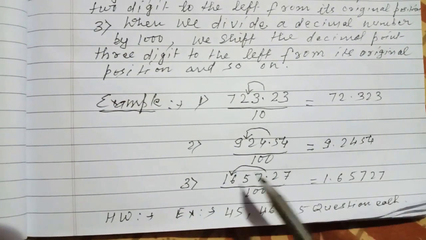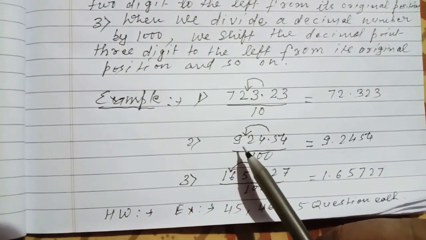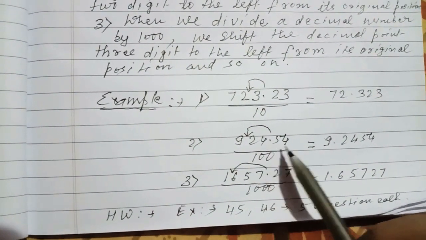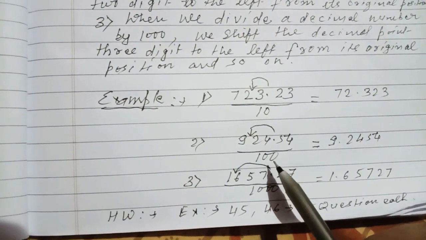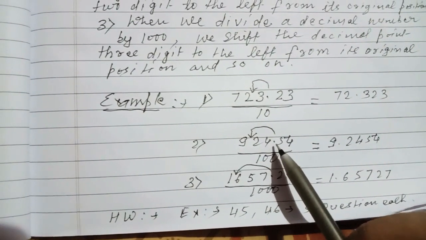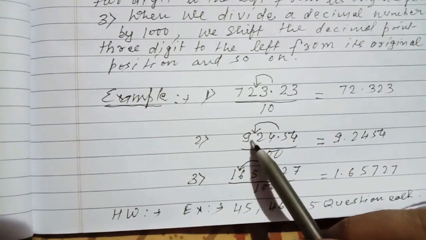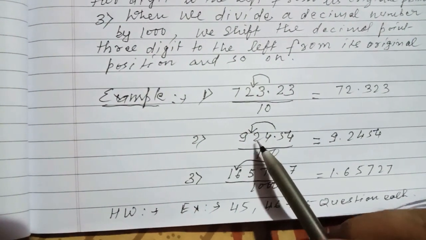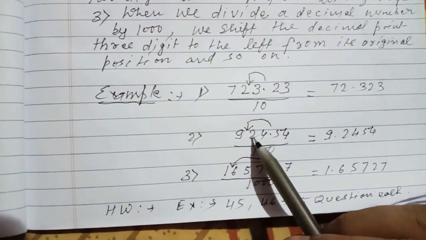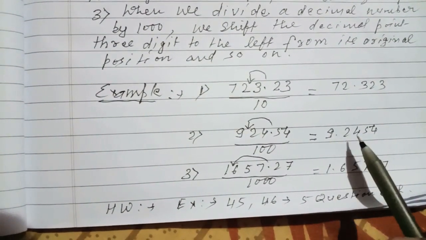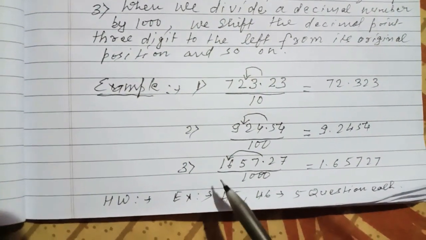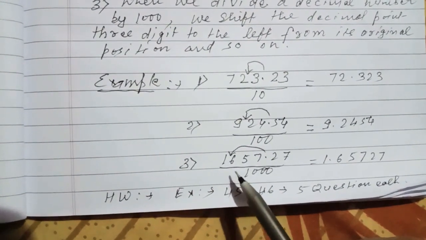Second example. 924.54 divided by 100. So when we divide by 100, we will shift the decimal point 2 digits to the left. That is, it will come between 9 and 2. 1 digit, 2 digits. So it will come between 9 and 2. So our answer will be 9.2454.